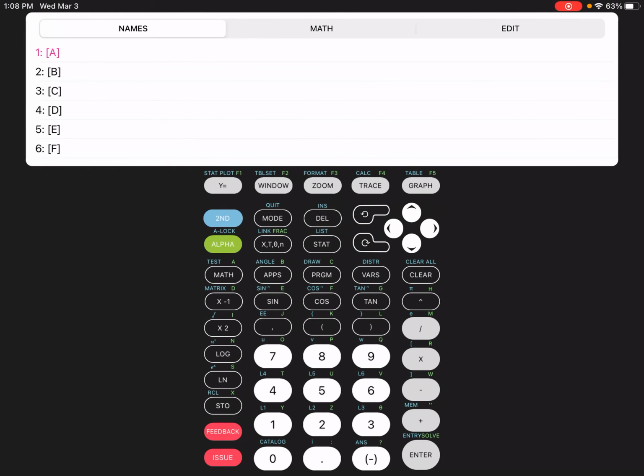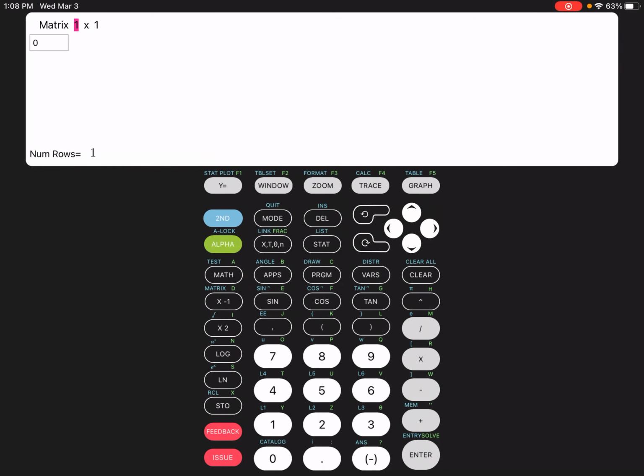So I'm going to edit matrix A. I'm going to enter a 3 by 4 matrix, and I'm going to put my same numbers in: 1, -1, 2, -3, 2, 1, -1, 0, and -1, 2, -3, 7. Okay, so then I'm going to hit second mode to quit, which gets me back to the main screen.